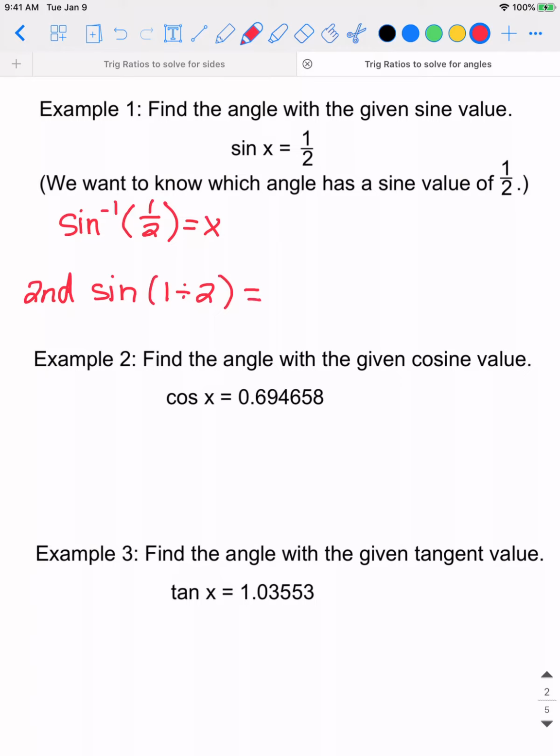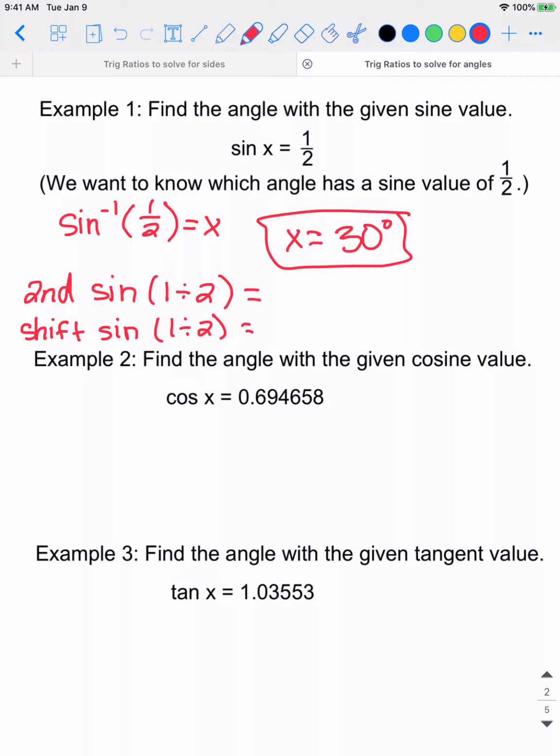and hit equals. If you're using a Casio, you're going to hit shift, sine, 1 divided by 2 equals. Okay, so when we do this, you should be typing it in your calculator right now to make sure you're getting the same answer I get. So you hit second, sine, 1 divided by 2. You should get 30 degrees.